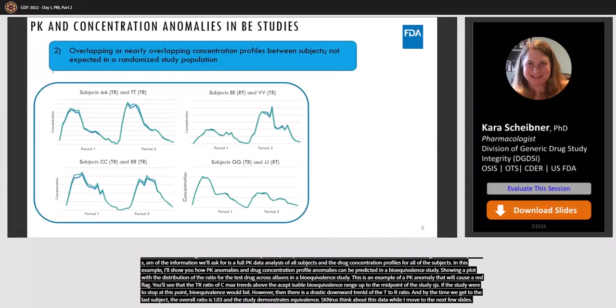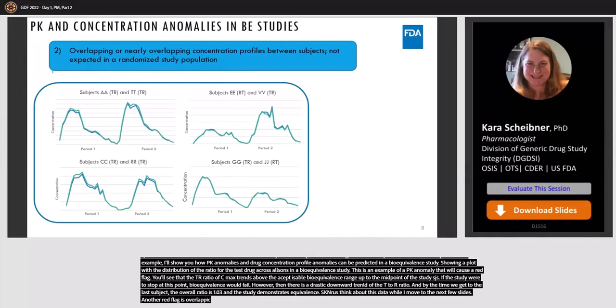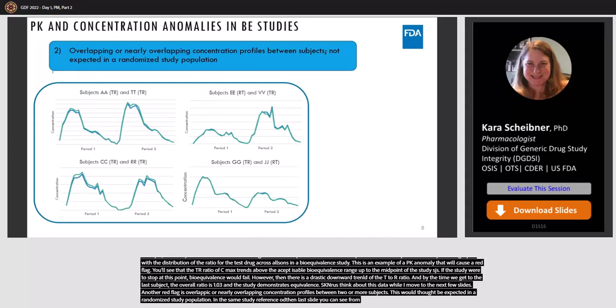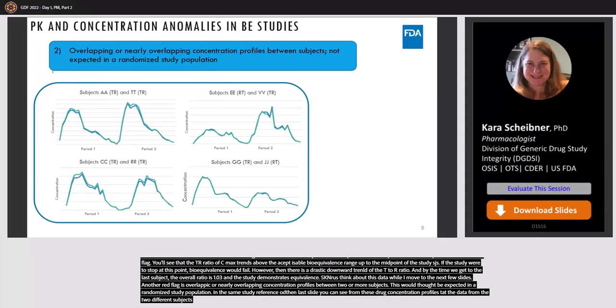Another red flag is overlapping or nearly overlapping concentration profiles between two or more subjects. This would not be expected in a randomized study population. In the same study referenced on the last slide, you can see from these drug concentration profiles that the data from two different subjects overlaps to an incredibly great extent. Even all the little zigs and zags of the concentration profile are the same between both subjects.